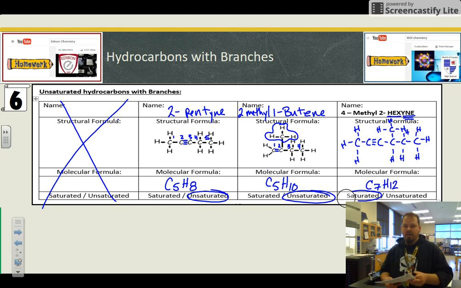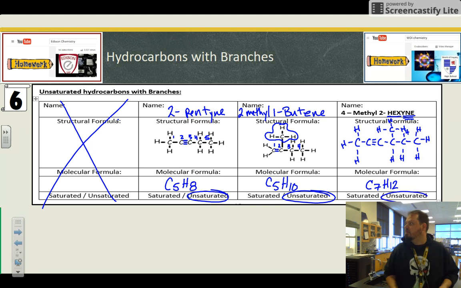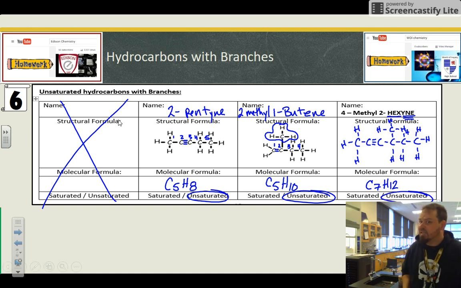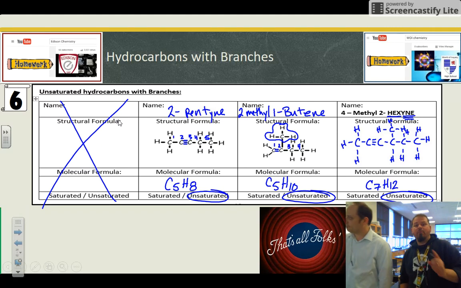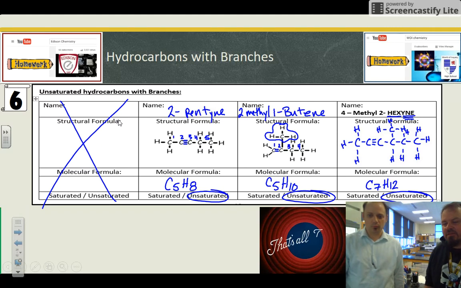I circled the wrong spot. That's okay. We need lots of practice. Notice how we have to go both ways. See you guys in class.